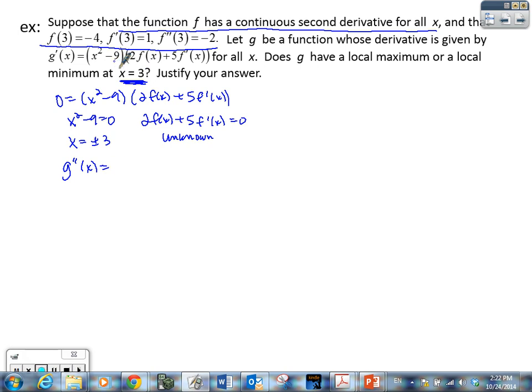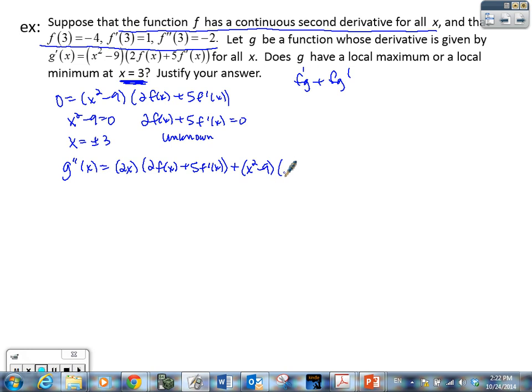This is a product, so I'm going to have to use the product rule. So f'g plus fg', first things first, second things second. Okay, so let's use the product rule. We take the derivative of the first piece, which is 2x, copy paste the second piece, plus copy paste the first piece, take the derivative of the second piece.